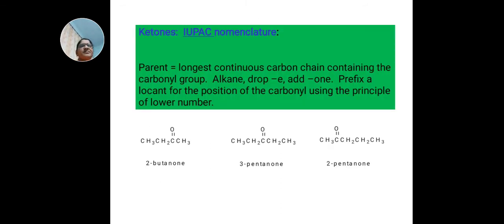The next one, IUPAC nomenclature of ketones. Again, here select the longest continuous carbon chain containing the carbonyl group. That means select the parent chain of the parent alkane. Then replace the -e of the corresponding alkane by -one and it becomes alkanone. Then see first example, CH3CH2COCH3. In this compound, there are two alkyl groups.